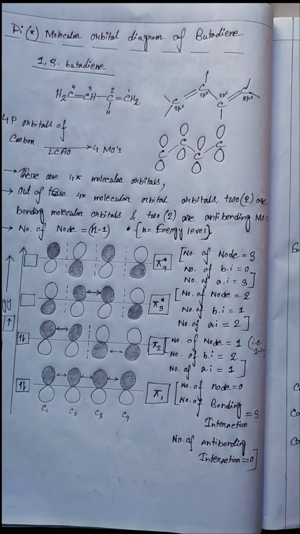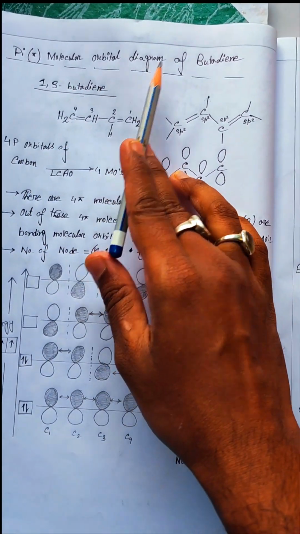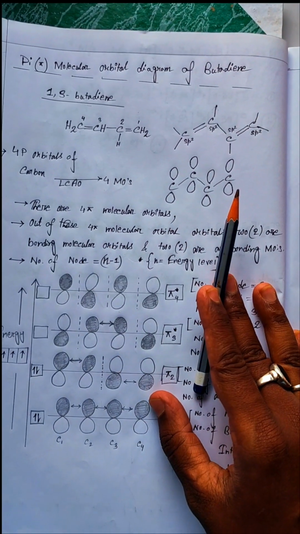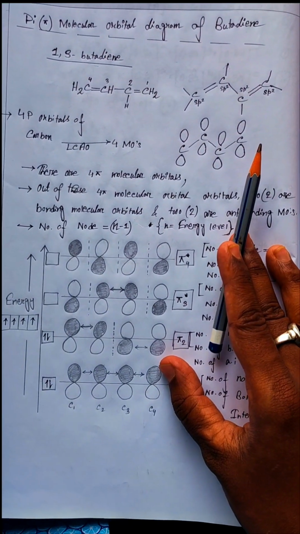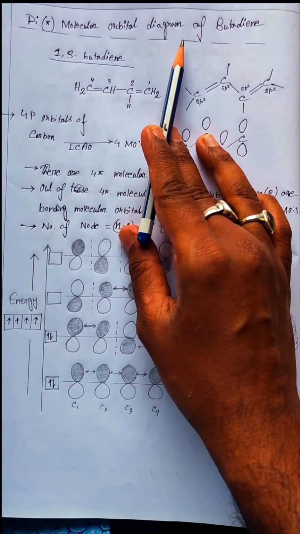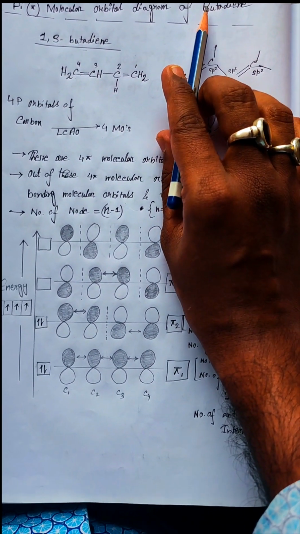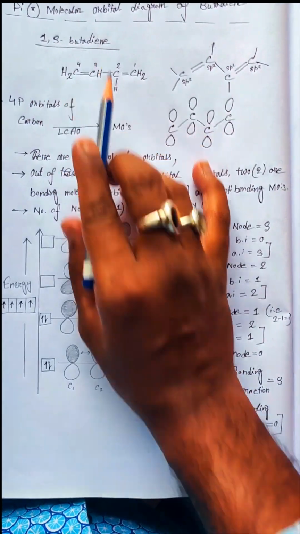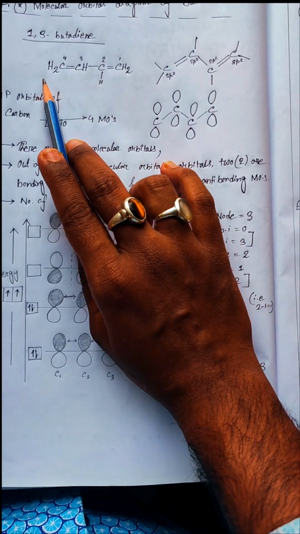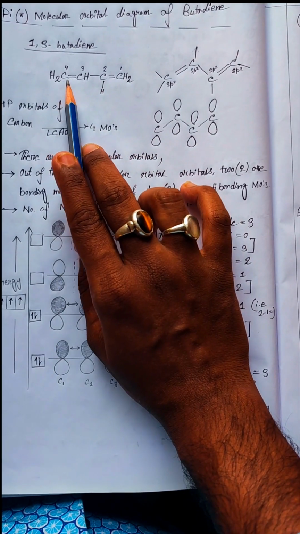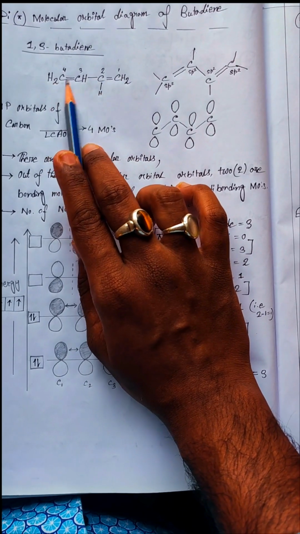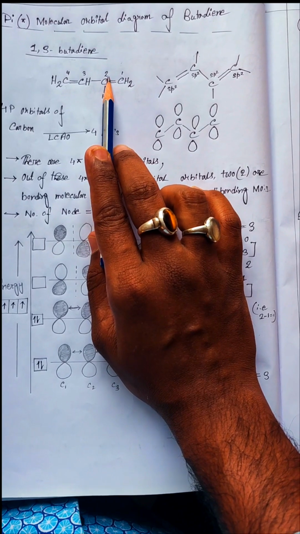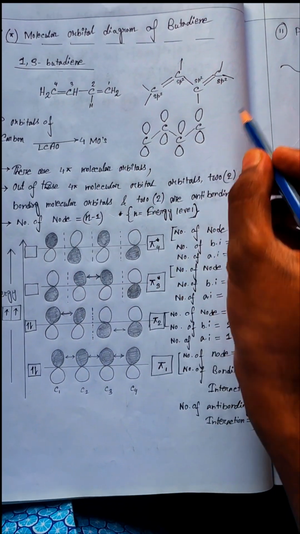So here I am discussing the pi molecular orbital diagram of some systems having alternating double bonds. For example, I am discussing first the pi molecular orbital diagram for butadiene, that is 1,3-butadiene. As you can see, the structure of 1,3-butadiene has alternating double bonds, that is CH2 double bond CH, single bond CH, then again double bond CH2.